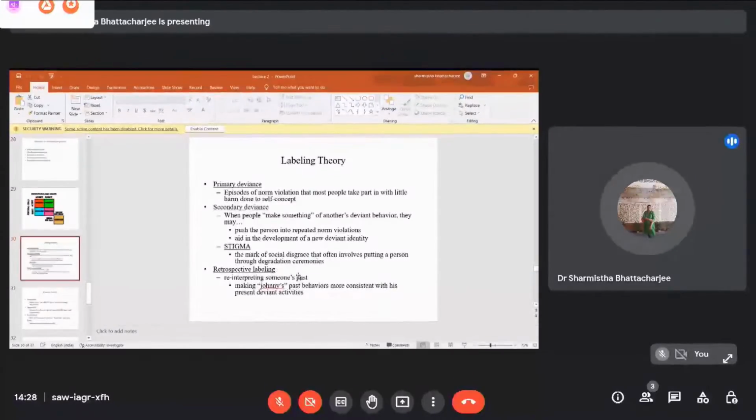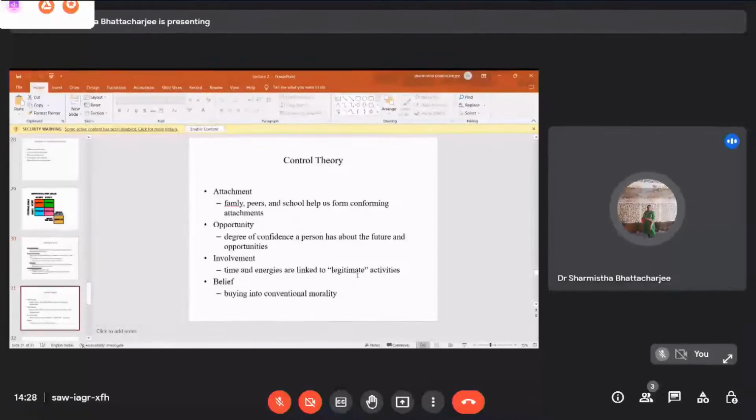One of the leading theories of deviance is labeling theory. Primary deviance: episodes of norm violation by most people that do little harm to self-concept. Secondary deviance: when people make something of another's deviant behavior, they may push the person into repeated norm violation, aiding the development of a new deviant identity. Stigma, a mark of social disgrace, involves putting a person through degradation. Retrospective deviance: reinterpreting someone's past to make it consistent with present deviant activity.